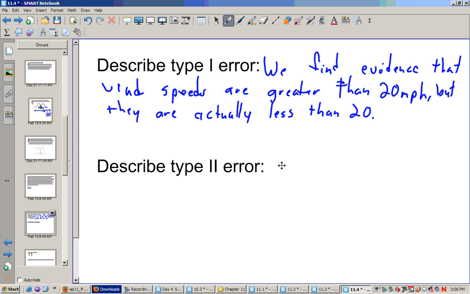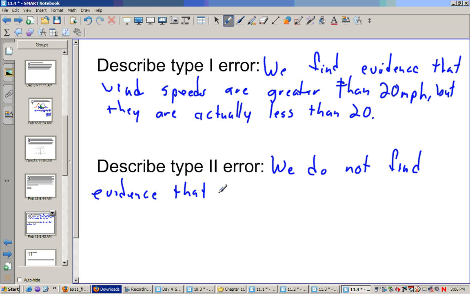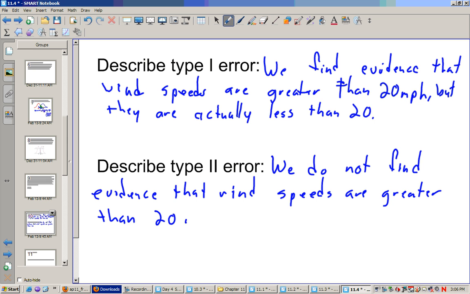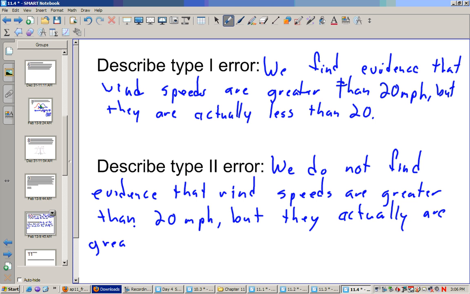Now type 2 error is when we do not find evidence that wind speeds are greater than 20 miles per hour, but they actually are greater than 20 miles per hour.